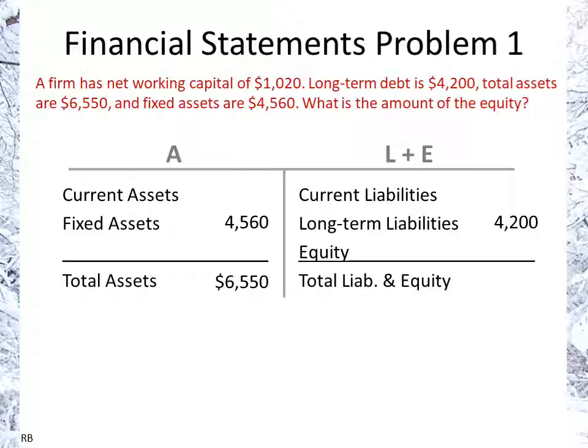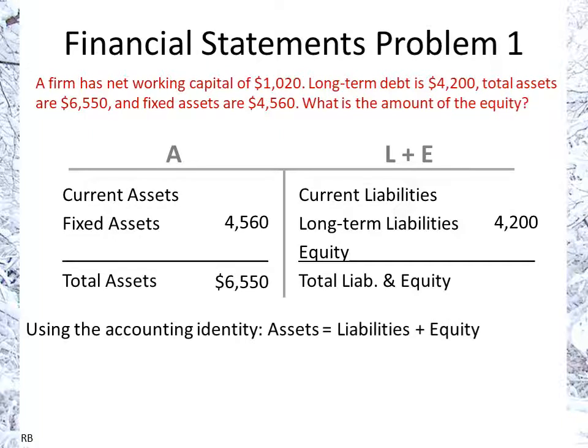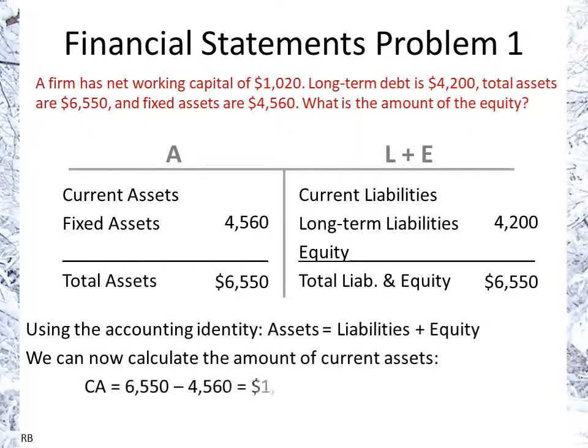Next step, of course, we can figure out total liabilities and equity because of the accounting identity, where assets equals liabilities plus equity. We're still missing the equity and the current liabilities, two things missing on this side. There's one thing missing on the asset side, current assets. We do know that current assets plus fixed assets equals total assets, so we can figure out the current assets. Current assets is just the total minus the fixed assets. That gives us 1,990. So we can put that value in there.